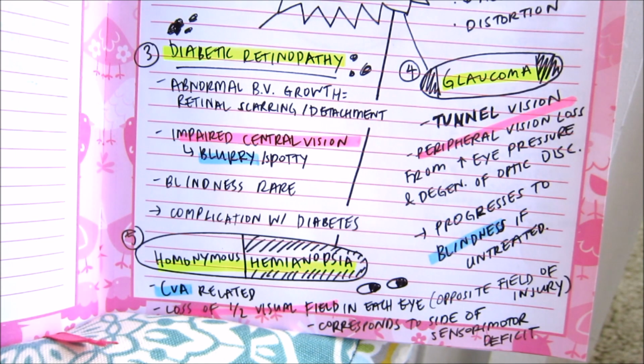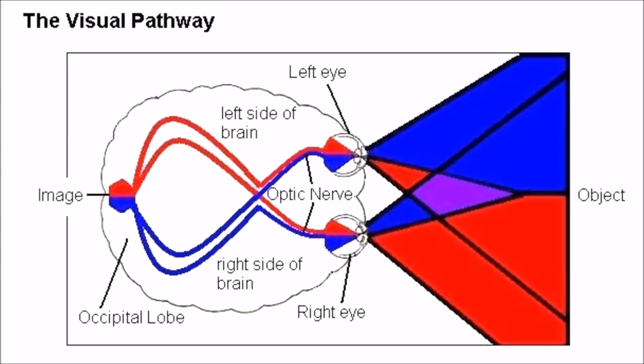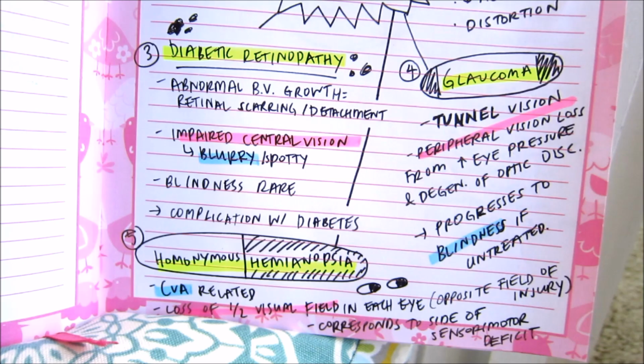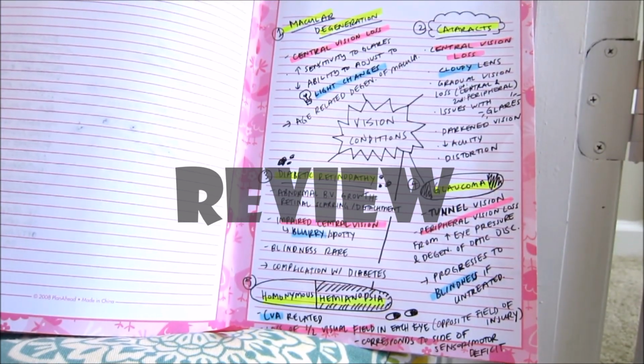So for example, if I had a CVA that impacted the right side of my head, my visual field would be impacted on the left side of my eyes. So it would be the opposite of this drawing. It's really not that many.